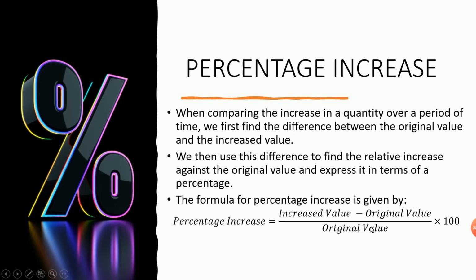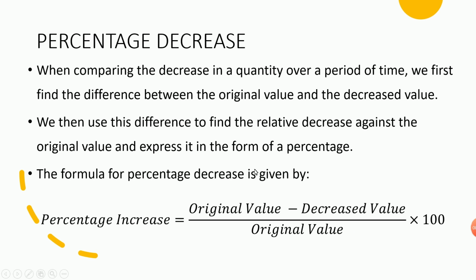That is the same formula but in the reverse format. See, the original value takes the first place, minus the decreased value. So here we are comparing the decrease. In terms of profit and loss, this could be considered as loss, and the previous one, the increase, could be considered as profit. Where you apply it might vary. So the formula here is original value minus decreased value, divided by original value, into 100. So this is the percentage decrease.